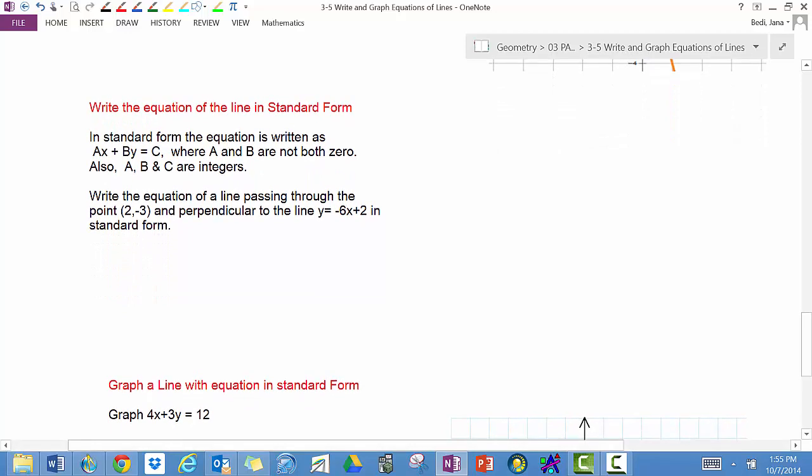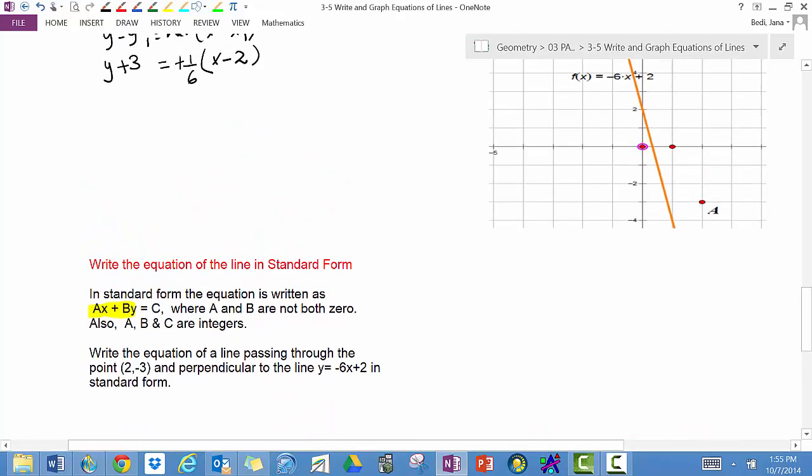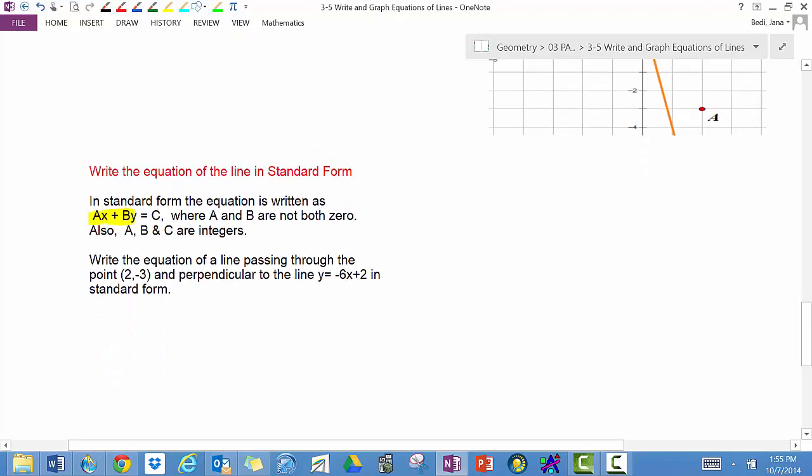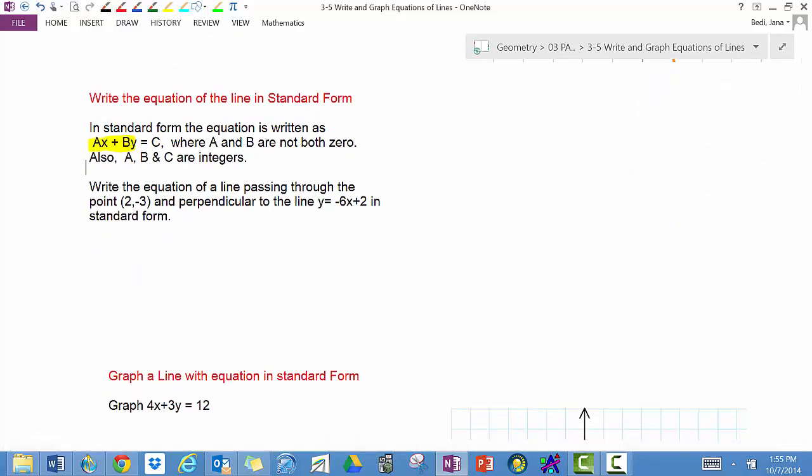So here what we are going to do is write an equation in standard form. In standard form, your x and y are on the same side and your constant is on the other side. A, b, and c are all integers, and a and b are not both 0. So here on the top we had the equation as y + 3 = 1/6 (x - 2). So I'm going to copy that down. y + 3 = 1/6 (x - 2).